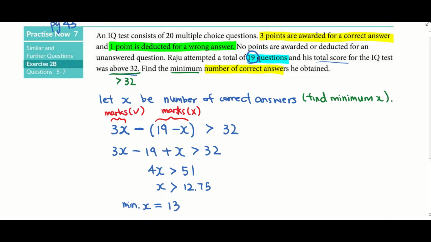If you really want to check your answers, you can put 13 back into the equation. Meaning this and this. See whether it is more than 32. If it's more than 32, then your answer is correct.